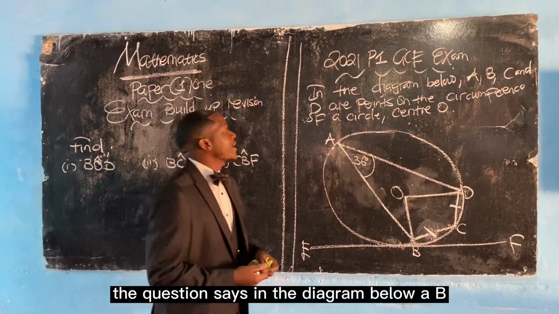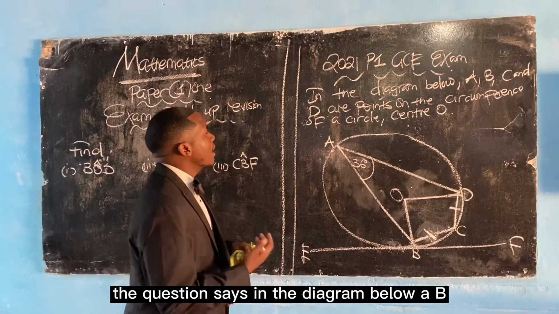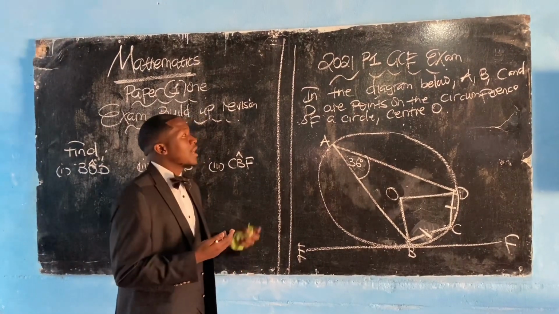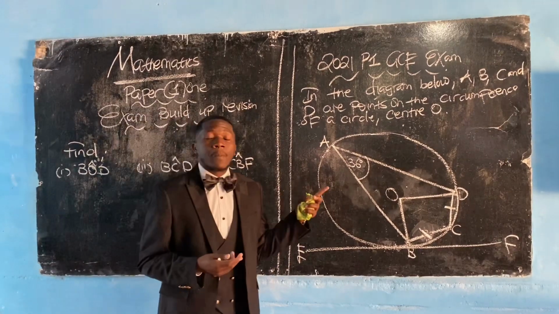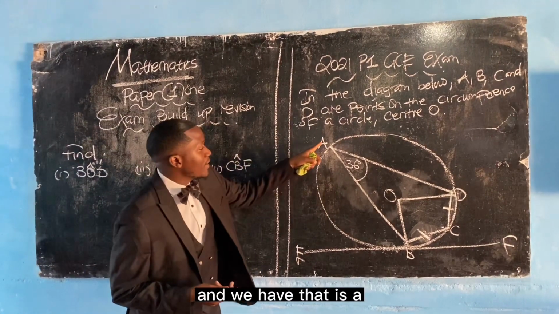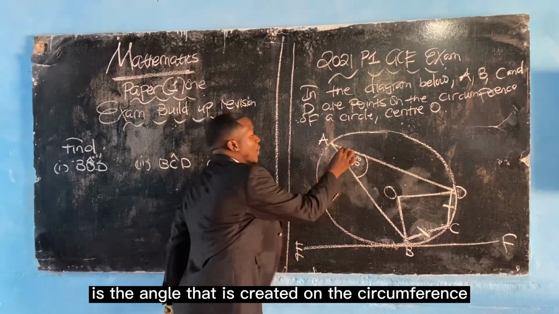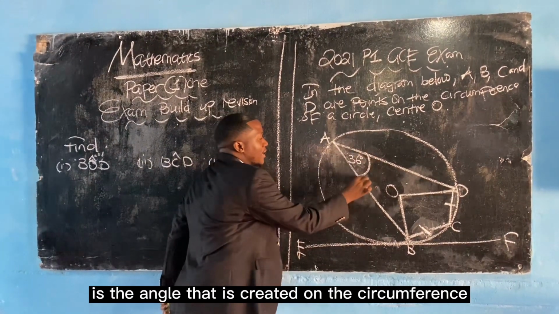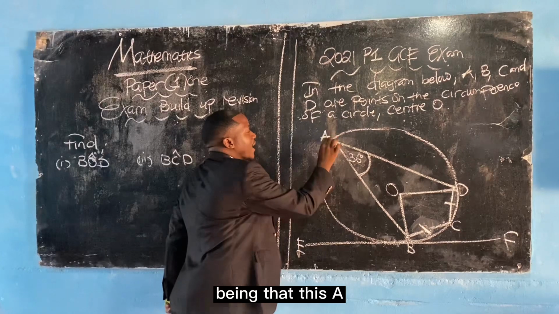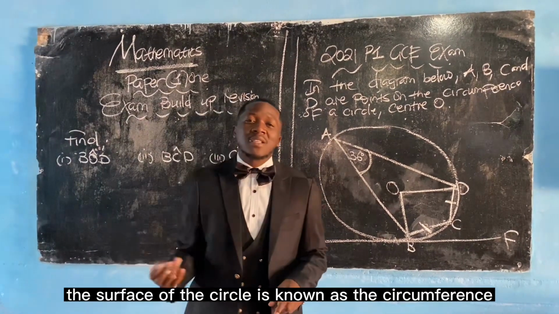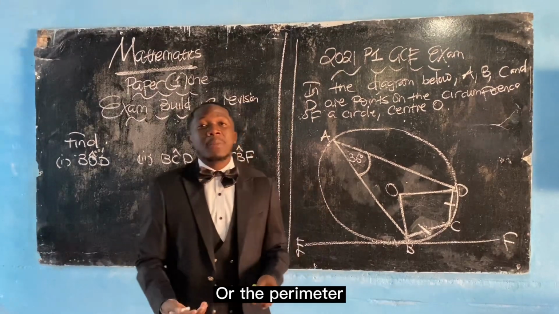The question says, in the diagram below, A, B, C, and D are points on the circumference of a circle, center O. And we have, that is A. This angle which is created on A is the angle that is created on the circumference, being that this A lies on the surface of the circle. By the way, the surface of the circle is known as the circumference or the perimeter.